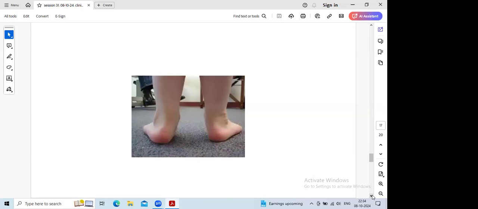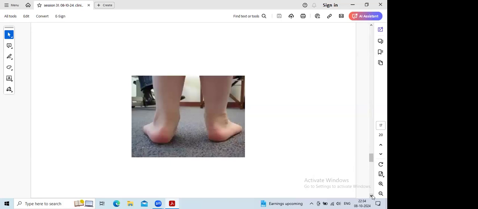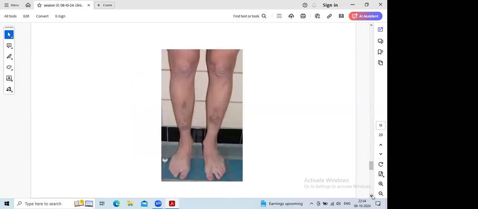Okay. So I can see that there are some rashes over the joints, both knee joints, and also down over the shin. Right. Okay, yes, please proceed.